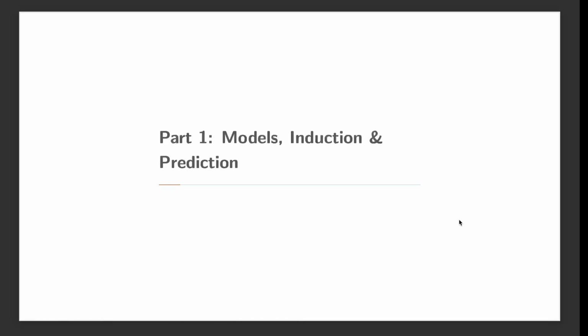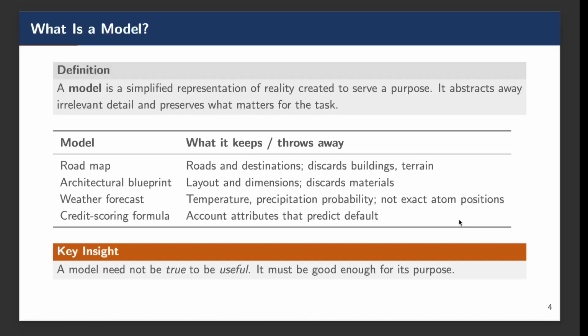So the first part is on the model, induction, and prediction. First, let us define what a model means. By definition, a model is a simplified representation of reality which is created to serve a specific purpose. The model will abstract away irrelevant details, and it only keeps what matters for the task at hand. Think of a road map. It keeps roads and destinations but discards individual buildings and terrain, because what you focus on is the road that will help you navigate to where you want to go.